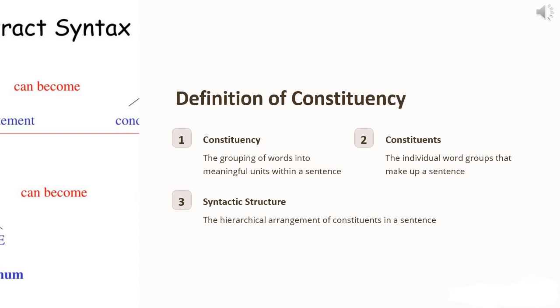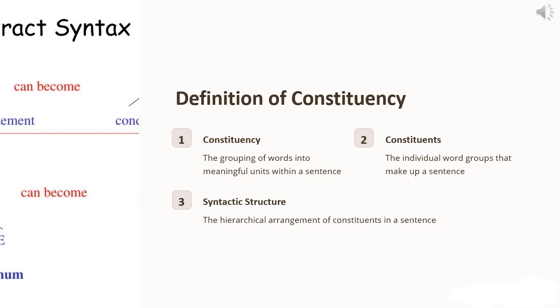Constituency is important because it helps us understand the hierarchical organization of sentences and how different elements relate to each other syntactically. By identifying constituents, linguists can analyze the structure of sentences and determine how words and phrases are combined to convey meaning. The second part is constituents.